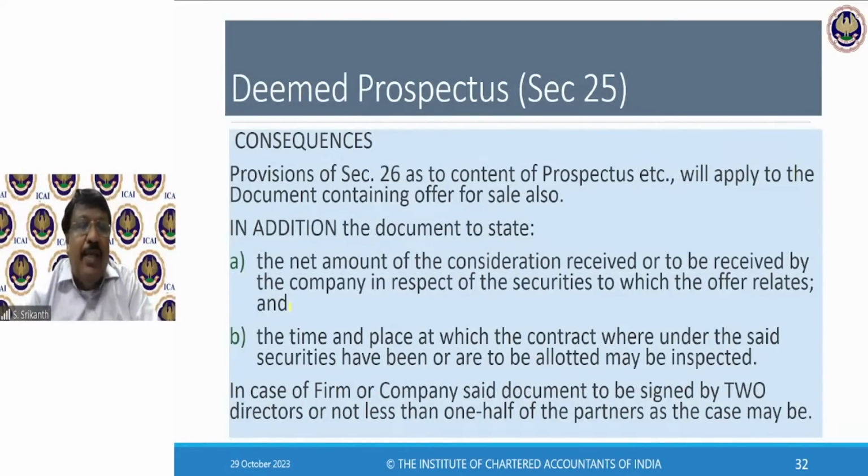The time and place at which the contract whereunder the said securities have been or are to be allotted may be inspected, if at all there is any agreement by which the company, because all these are commercial, so mere word of mouth is not enough. So the company will enter into a contract with that guy.